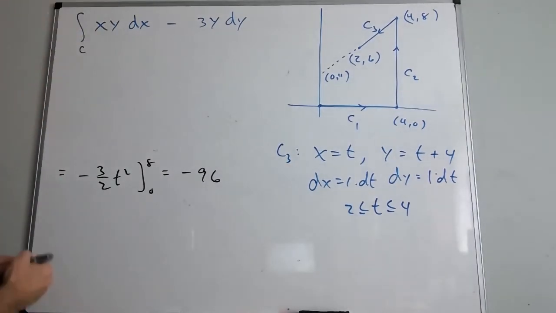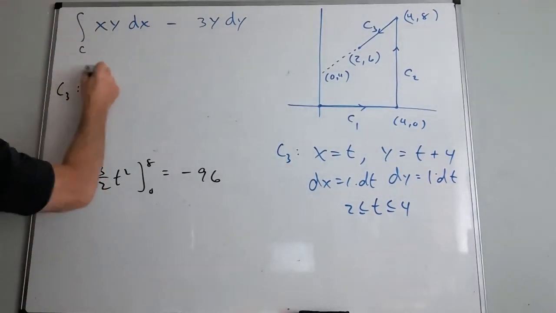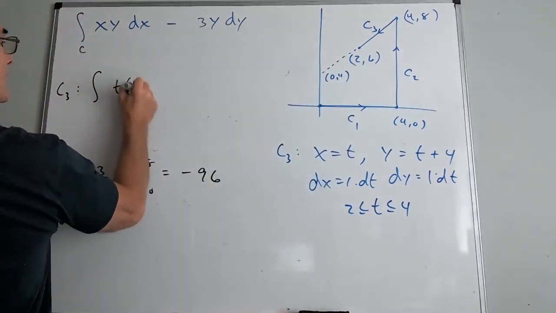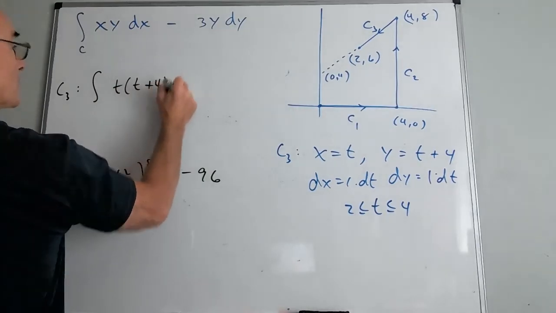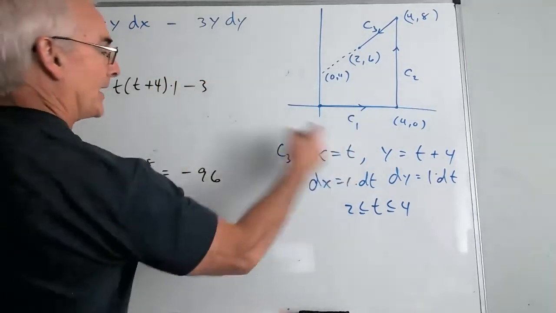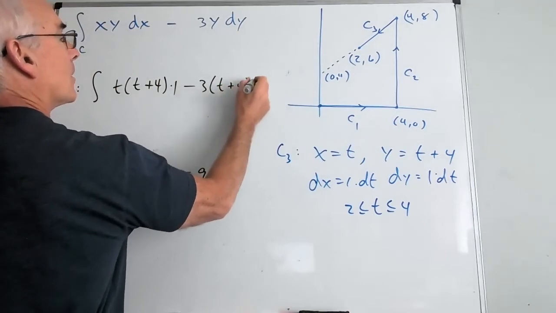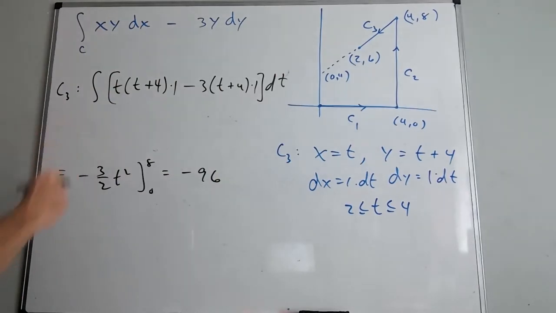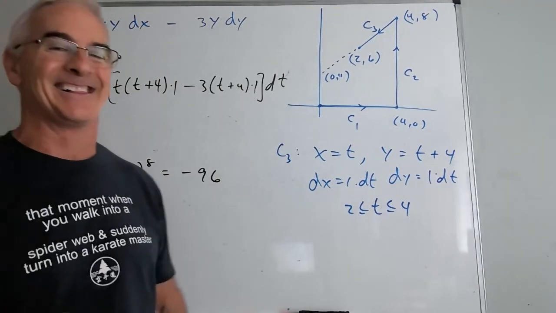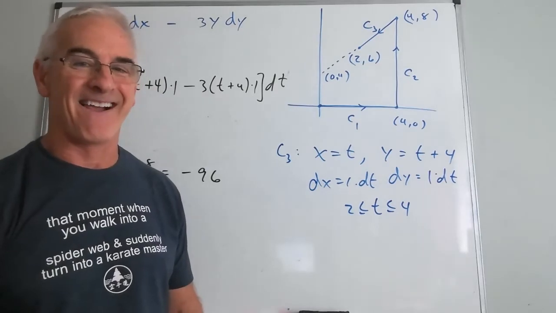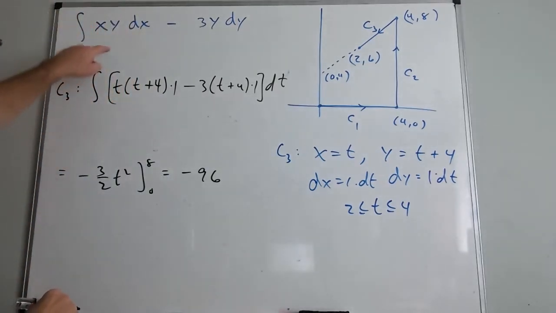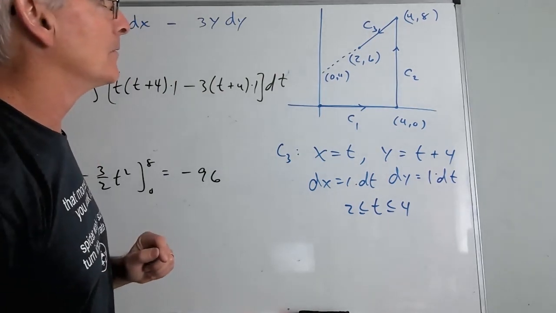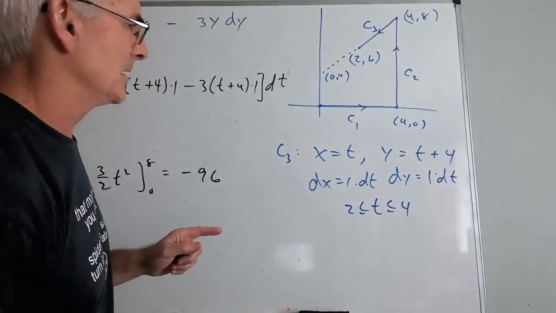You can't be wrong, you're just guessing. So along C3, my integral should look like the integral of xy, so (t + 4) times 1 dt minus 3y times 1 dt. And then my limits of integration, of course, are what to what? Anybody want to try that one? What are my limits? From what to what? 8 to 6. I'm sorry, from what to what?